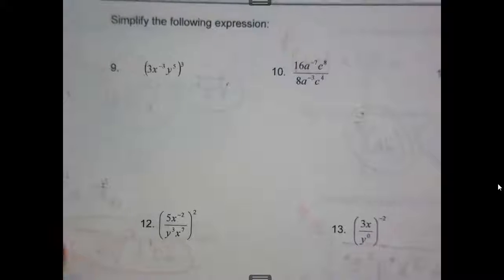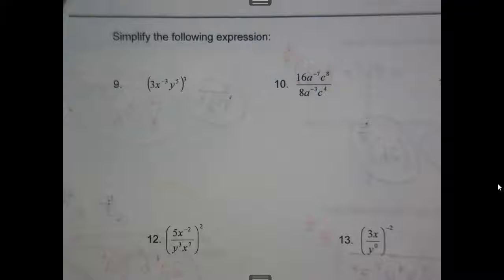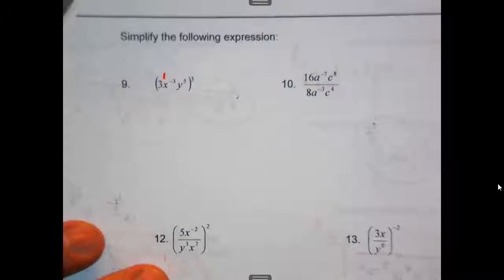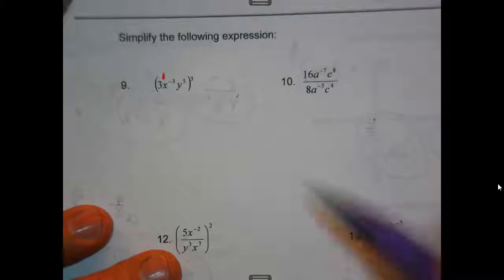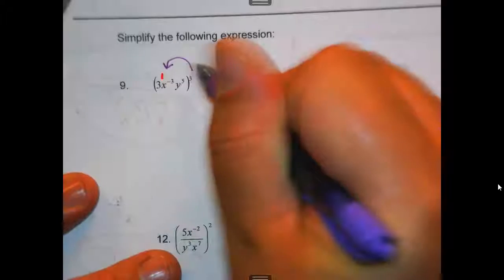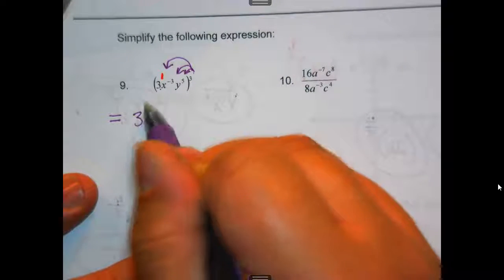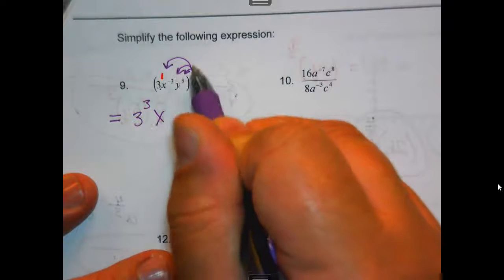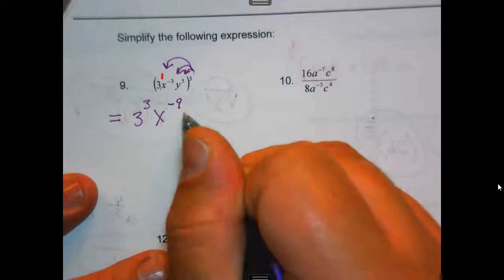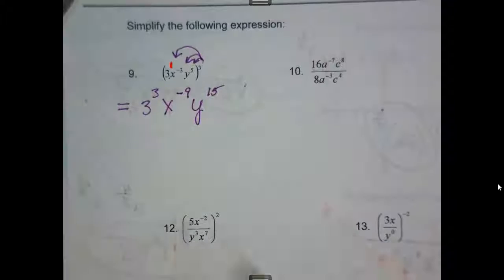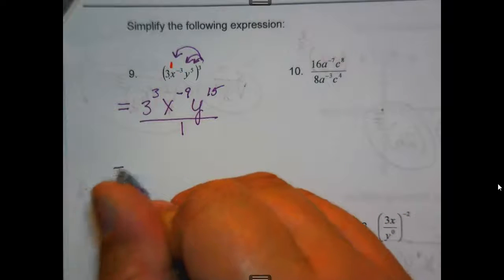All right, let's go back a page. Number 9, page 3. First of all, I'm going to put in my exponents that are not showing. I have an exponent outside parentheses, so I have to multiply all the exponents, correct? So I get 3 to the 1 times 3 is 3. X to the negative 3 times 3 is x to the negative 9. Y to the 5 times 3 is 15. Am I done? No, because I have a negative exponent.